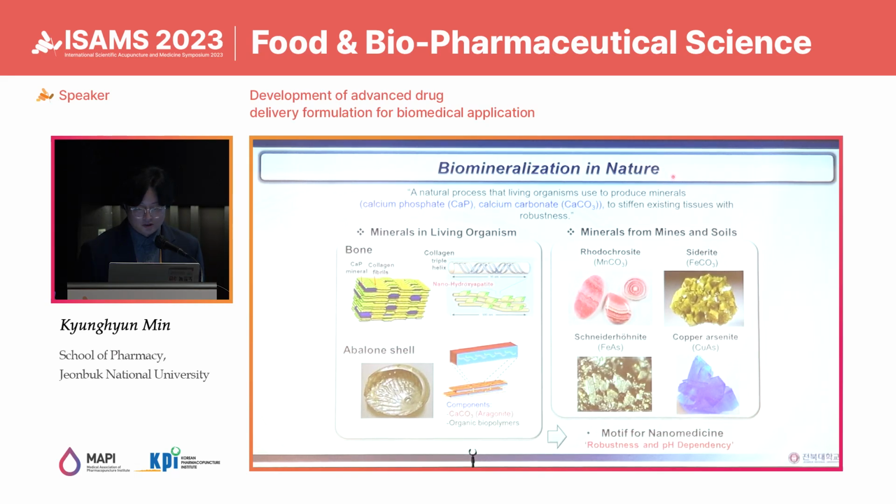Biomineralization is a natural process that living organisms use to make minerals such as calcium phosphate or calcium carbonate in order to strengthen soft tissues. Especially, this process is very important to the formation of bone and teeth. And in nature, there are also minerals from mines and soils like rhodochrosite, siderite, copper arsenite.